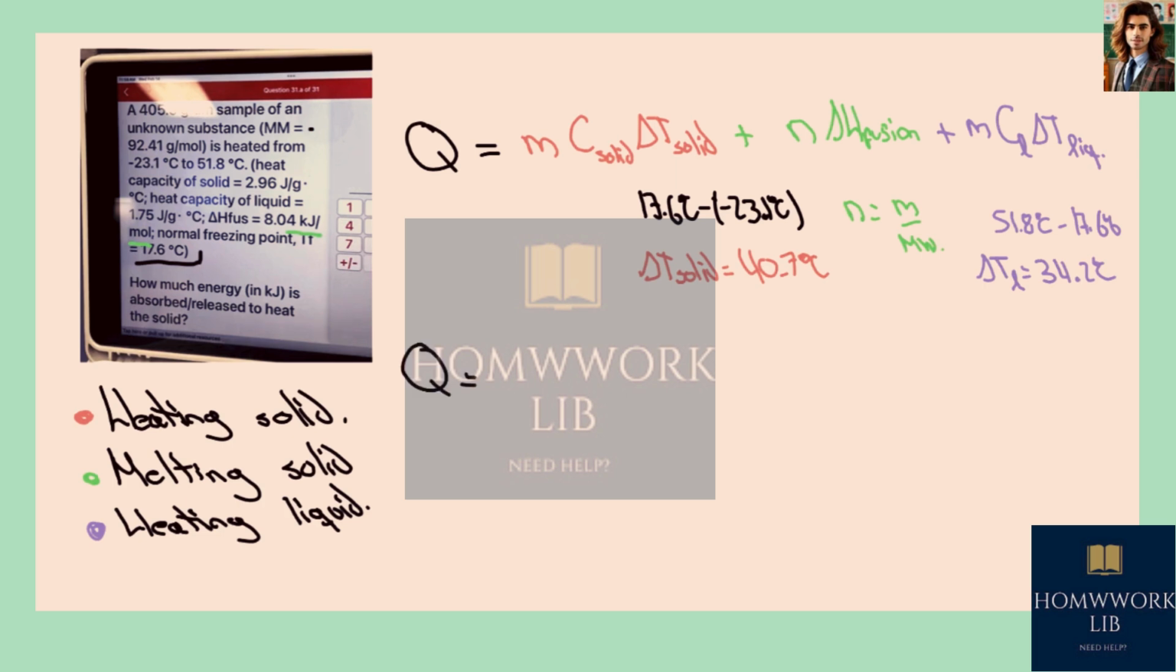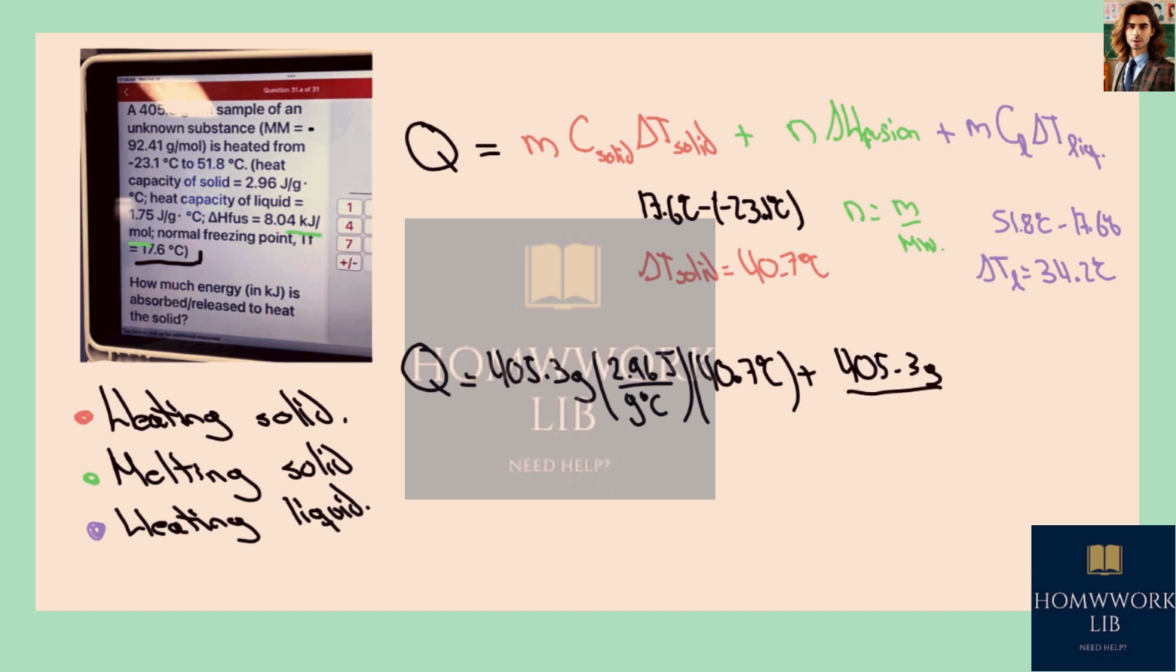So the full result for Q is going to be equal to, replacing the values, the mass, 405.3 grams, times heat capacity of the solid, which is 2.96 joules per gram degree Celsius, times delta T for the solid, 40.7 degrees Celsius, plus the amount of mole, which is mass, 405.3 grams, divided by the molecular weight, which is 92.41 grams per mole, times delta H of fusion, which is 8.04 kilojoules, or just to get the result directly in joules, let's put it as 8,040 joules per mole.